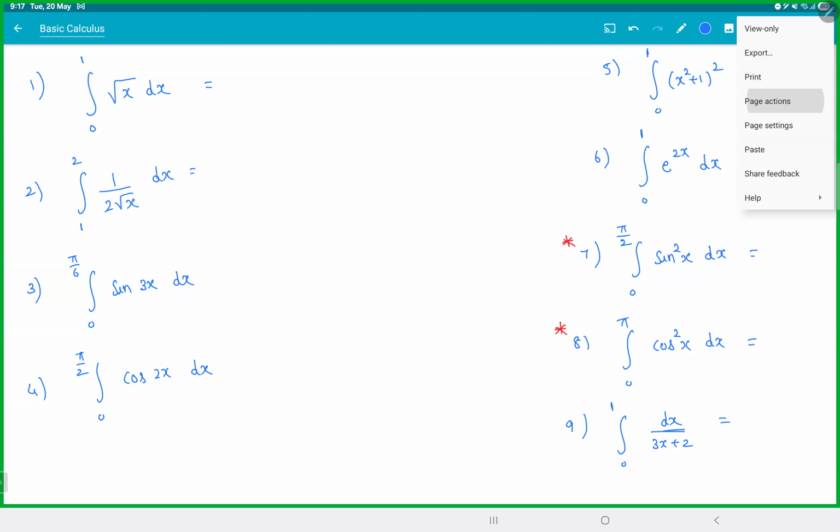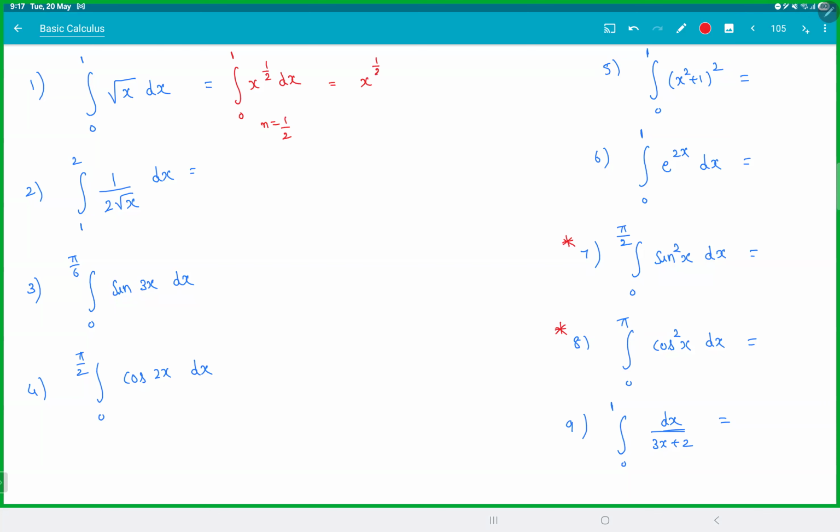Let's see the first one. So integral root x dx is integral x power half dx. So here n is half. So the formula is x power n plus 1 by n plus 1. So half plus 1 by half plus 1, and the limits will go from 0 to 1. So that will be 3 by 2. So we'll get 2 by 3 x power 3 by 2. Limits are 0 to 1. So substitute 1 and then substitute 0. So 2 by 3, 1 to the power of 3 by 2 minus 0. So the answer is 2 by 3.